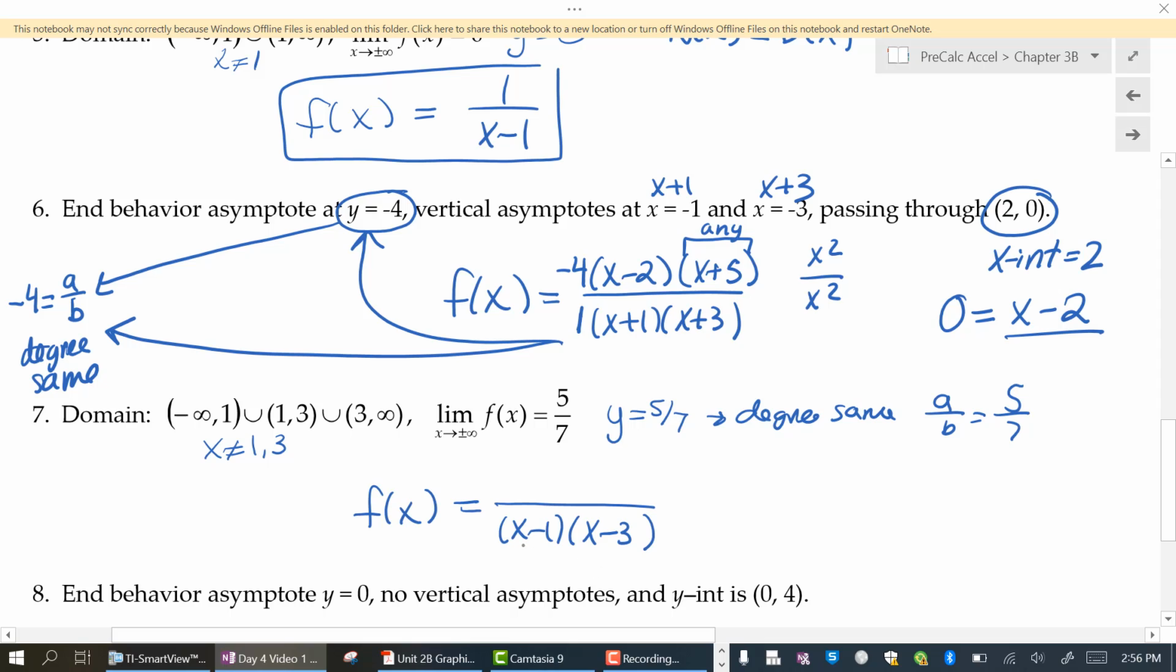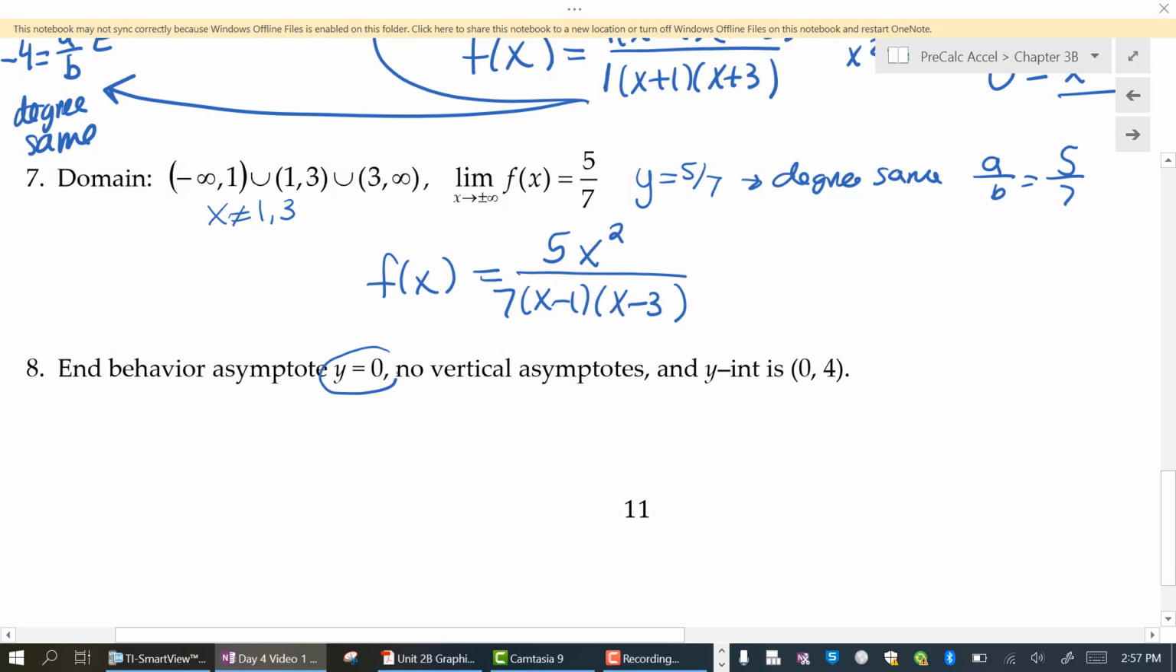I need them to be the same degree, so since my denominator would be x squared, I also need my top to be x squared, and I need my leading coefficients to be 5 and 7. Now I could have made one of these guys a hole by putting x minus 1 or x minus 3 on top, because the domain just tells me that those points are restricted, not whether they're vertical asymptotes or holes.